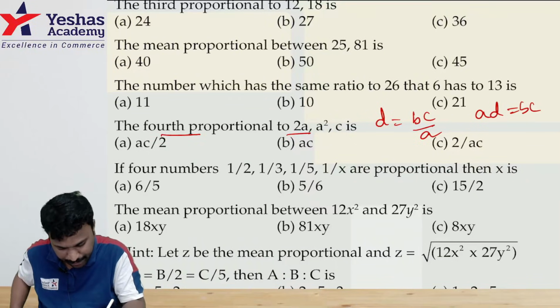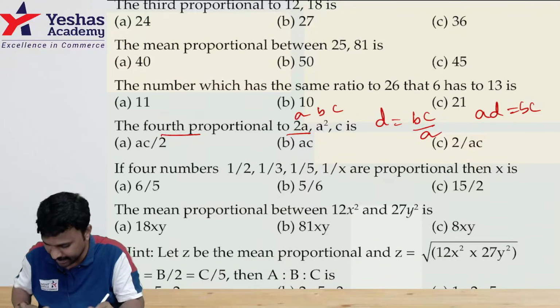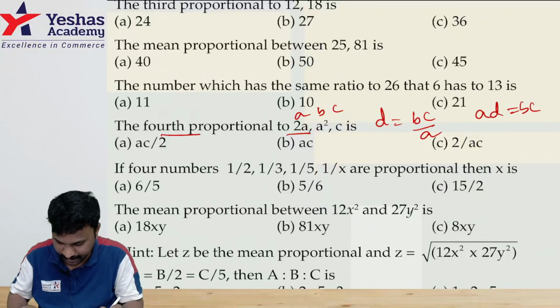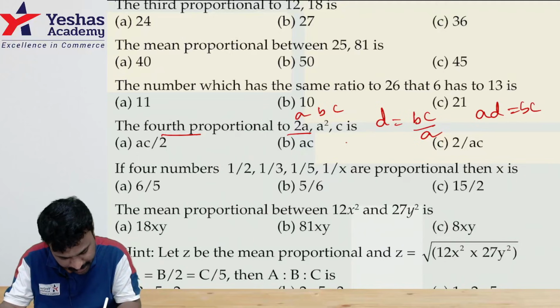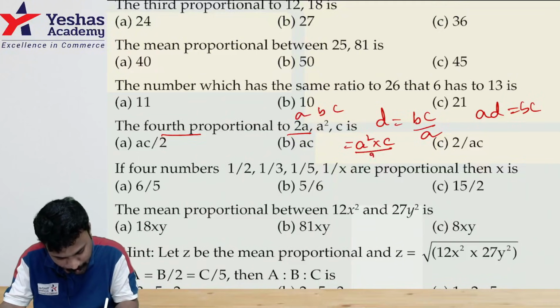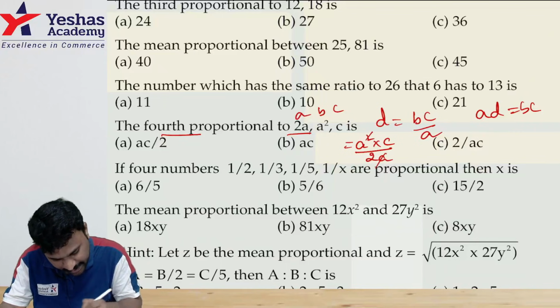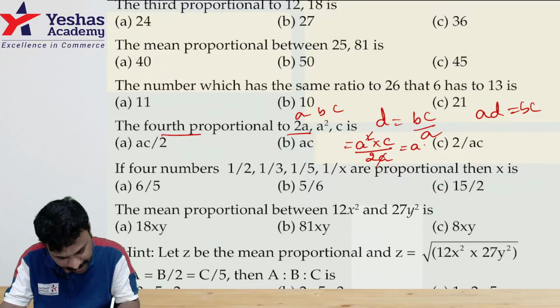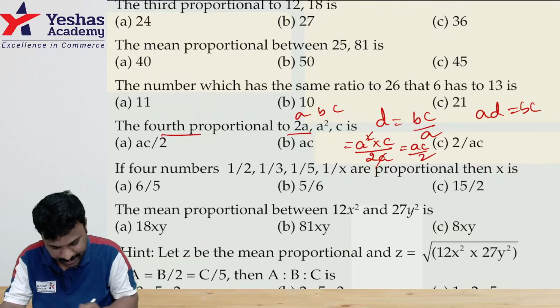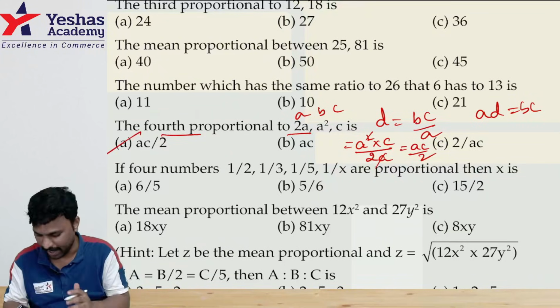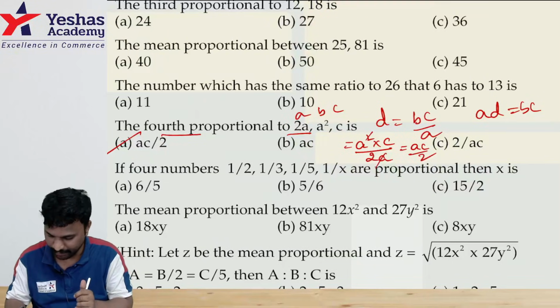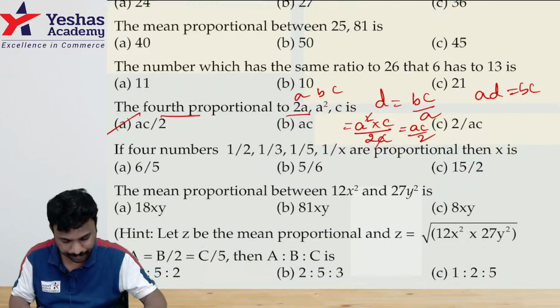Guys, what are A, B, C values? This is A, this is B, and this is C, isn't it? So just do the computation. B into C. Guys, B is a square and C is c itself. Divided by A value is 2a. One of the a will get cancelled. So it is nothing but ac divided by 2. Option A is the right answer. Have you all understood? Everybody say yes or no.